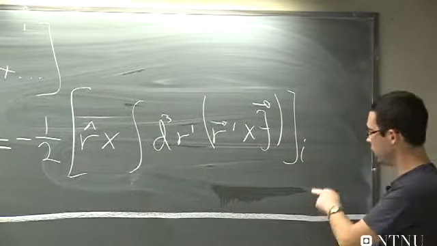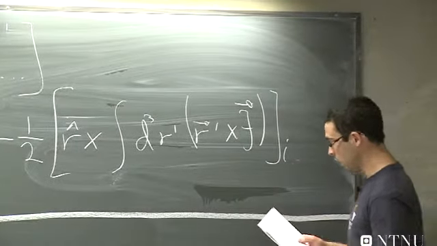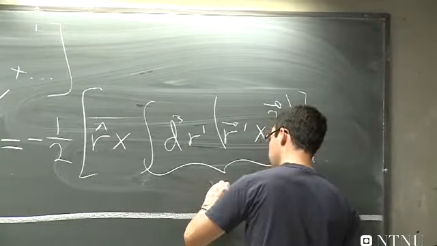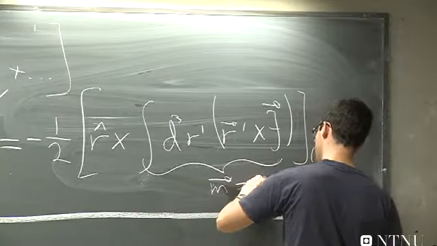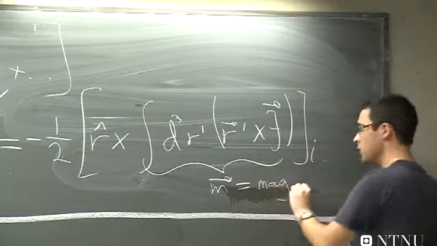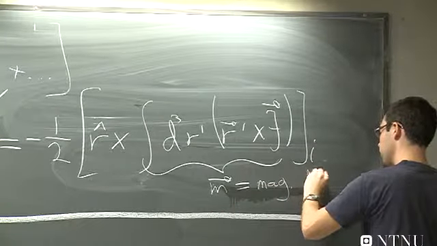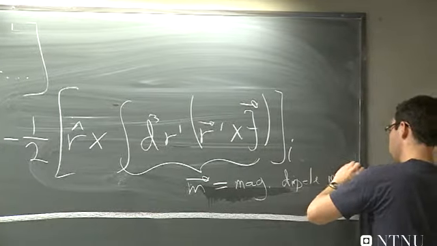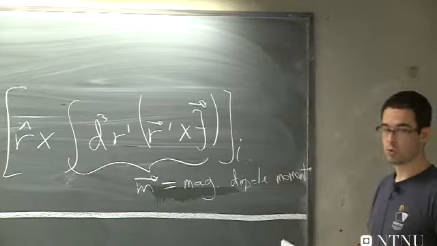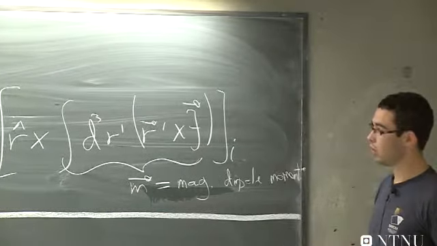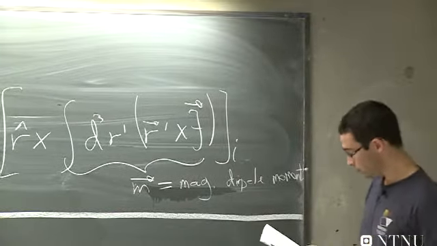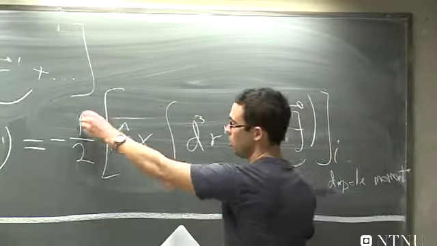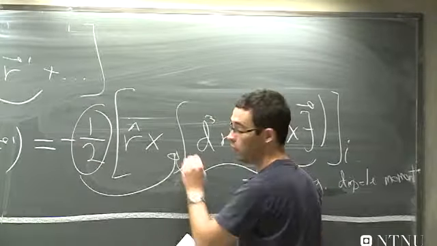After all the cross products and so on, I take the ith component. Now let's see. This integral, I'm going to call it m. And that's the magnetic dipole moment. I just rewrote it to get it into a form which would remind us of the dipole moment in electrostatics. And now, the half actually belongs here with the integral.